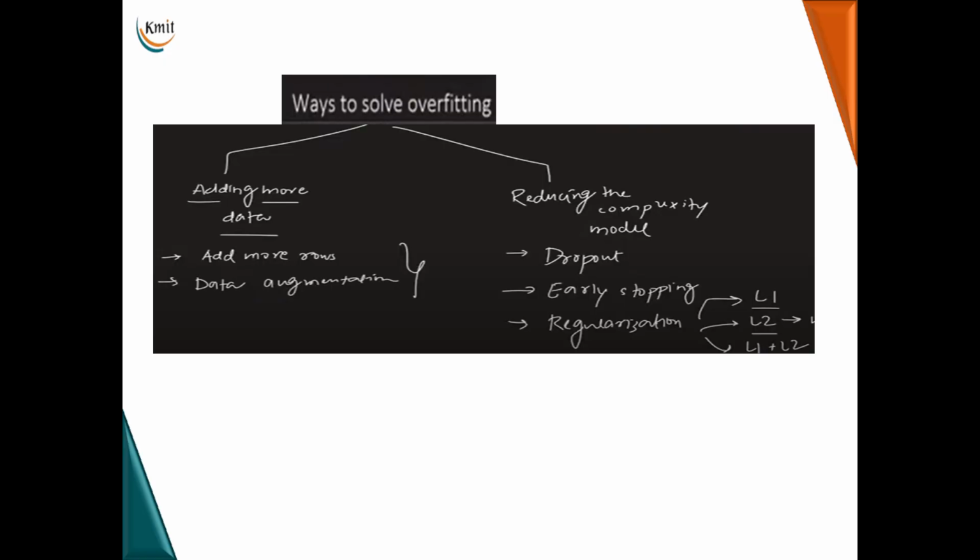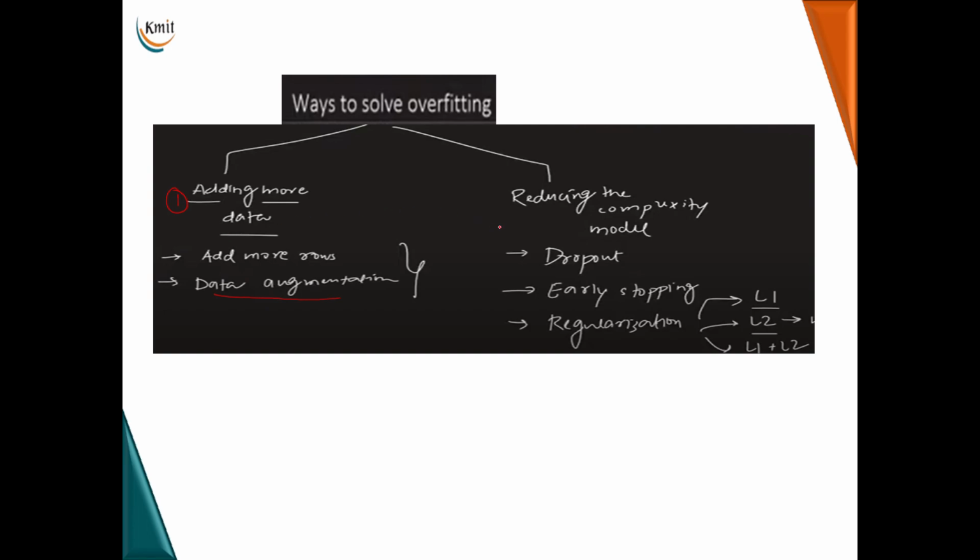There are two different ways to solve the overfitting problem. The first is adding more data, that is, you add more rows in the data set. The second method to add more data is data augmentation, where one image is flipped vertically, horizontally, and different methods are performed on that particular image so that a number of images are generated from one image only, thereby increasing the amount of data. So this is the first method to avoid overfitting.